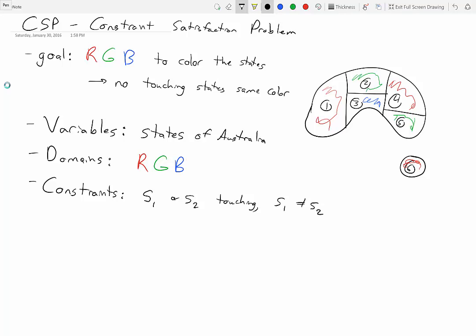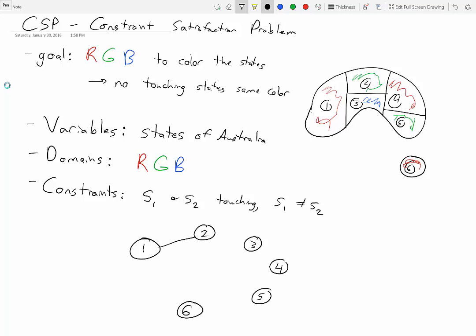So how would we draw this? In general, what we do is we take our states and we write them out as nodes. Then for each constraint, we draw an arrow between the two nodes, saying that these are related and I need to make sure I satisfy this constraint. So I'm going to draw constraints between all neighboring states.